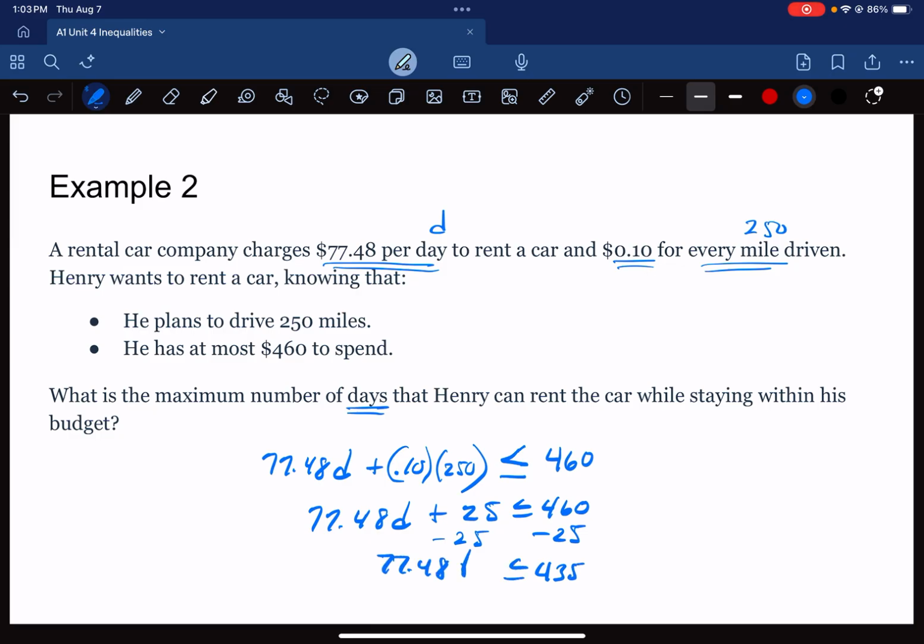That's an expensive car, $77.48 every day. Now I divide by 77.48. And it tells me that I can rent the car for 5.6. Whoops. I put my numbers on the wrong side, class. Sorry about that. So my days has to be less than or equal to 5.6. Well, can you rent a car for 0.6 days? No. So then really you can rent the car for 5 days or less. Okay?